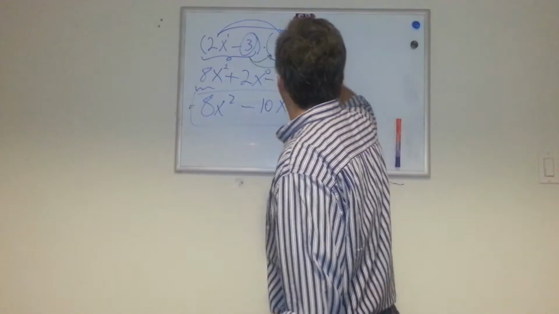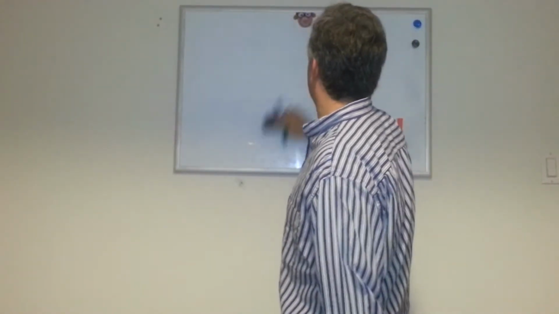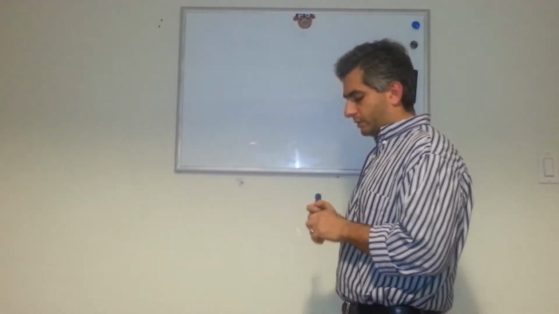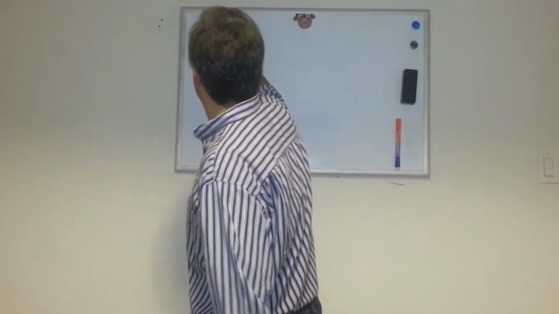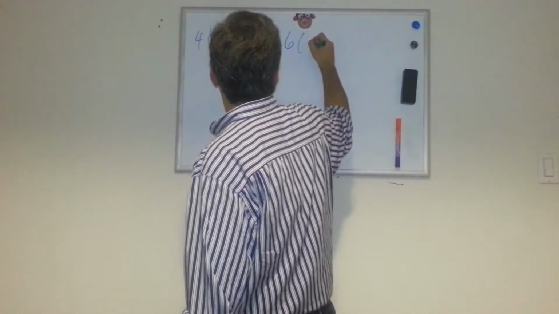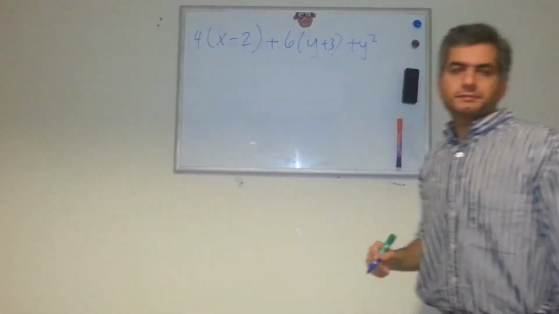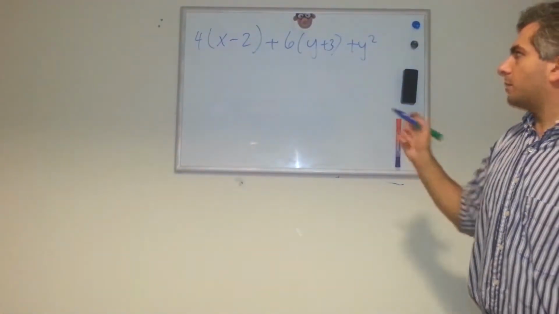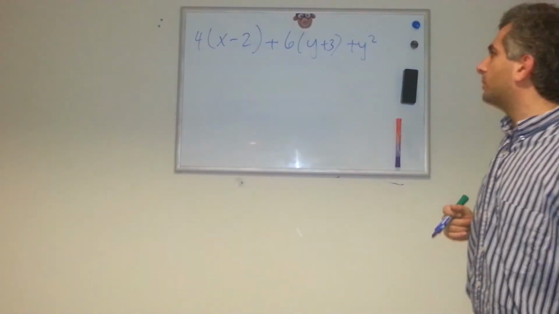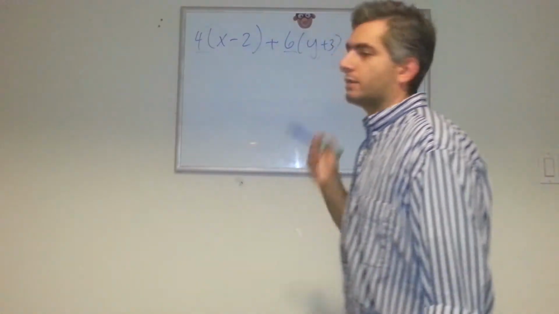We're going to try a different example. In this example, I'm going to combine both multiplication and addition between the binomials. So we'll start off with the example 4 times (x minus 2) plus 6 times (y plus 3) plus y squared. If you notice, we're not multiplying two binomials together like in the previous example, but we do have real numbers in front of each set of parentheses.